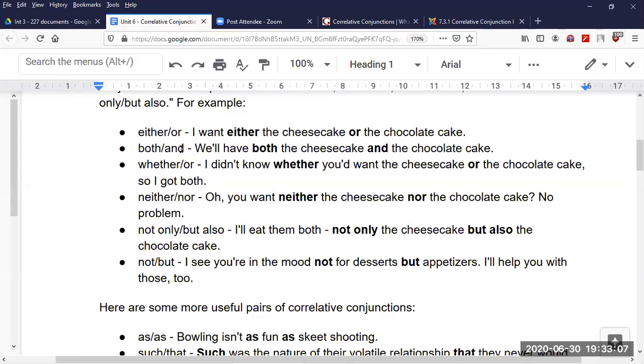Here's one I didn't mention. Both and. I'm not sure if this is in the unit. I think there's one example maybe. This is when we have a choice of two things, but you want both. Here, I want the cheesecake or the chocolate cake. This one, I want the cheesecake and the chocolate cake. So you're going to eat both, the two things. So we'll have both the cheesecake and the chocolate cake.